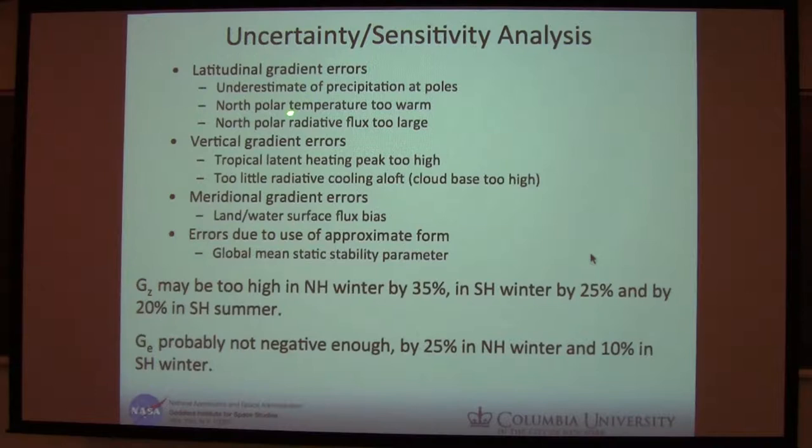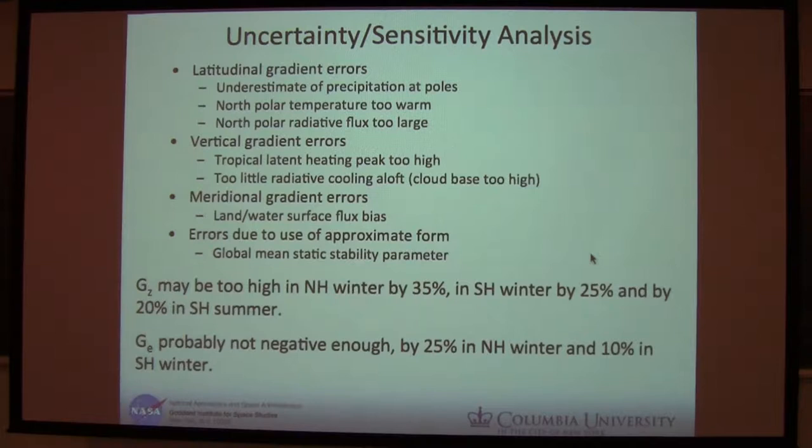We know that TOVS soundings don't see the temperature inversion in northern polar regions in winter, so that surface temperatures and near-surface temperatures are too warm. So we tested that. Too warm surface temperatures at the pole would also cause too large radiative fluxes in the same place, so we tested the effect of that error.